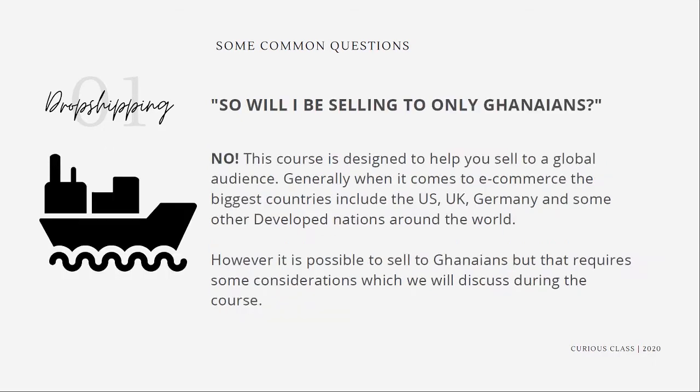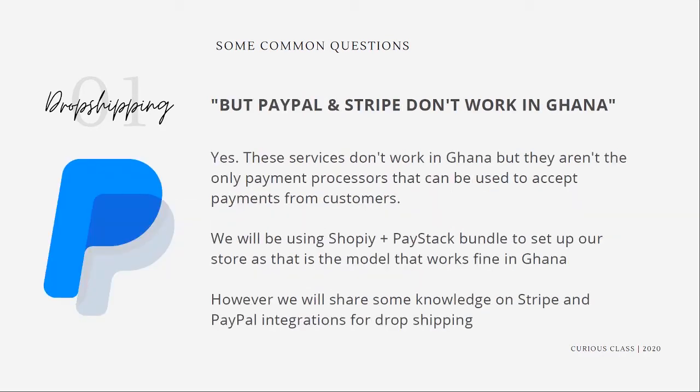So are you going to be selling to only Ghanaians? No. Dropshipping is a business model, as I've done with my stores, where you can sell to anybody around the world. But we're also going to look at how to sell to both the local market and to the foreign market as well. And then also, I know some of you have concerns with the fact that PayPal and Stripe don't work in Ghana, but that's fine because we're going to be working with Shopify and Paystack, which are now both fully supported in Ghana. So don't worry about that.